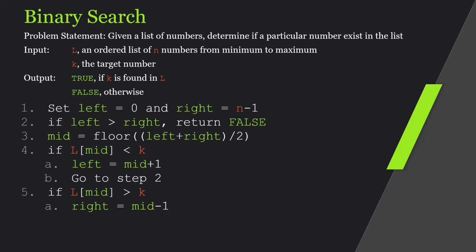And now we have a new search window, our left and our right. We're going to keep shrinking this search window until either right and left have switched, where left is greater than right, therefore we return false, we did not find the element, or the element at mid is equal to k, therefore we return true because we found the element. So this is how binary search works.